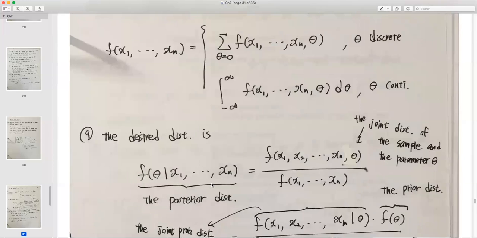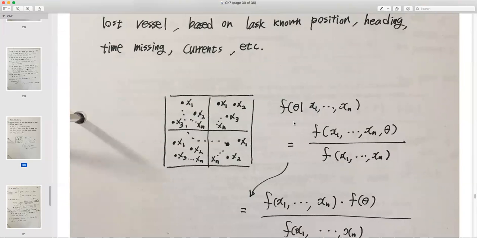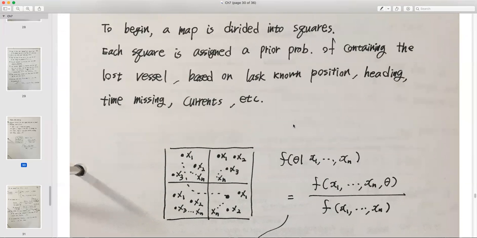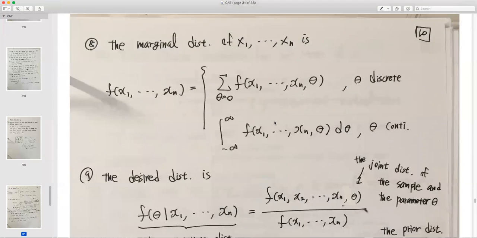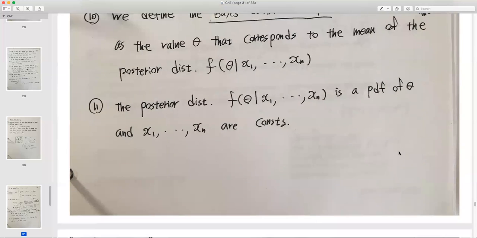By the way, back to this example, what is theta? Theta is the location of the lost vessel. Here the posterior distribution is the PDF of theta, and x1 through xn are constants. Eventually x1 through xn are observations in the sample, a random sample. So the sample data will be given. Okay, so the data is the random variable.